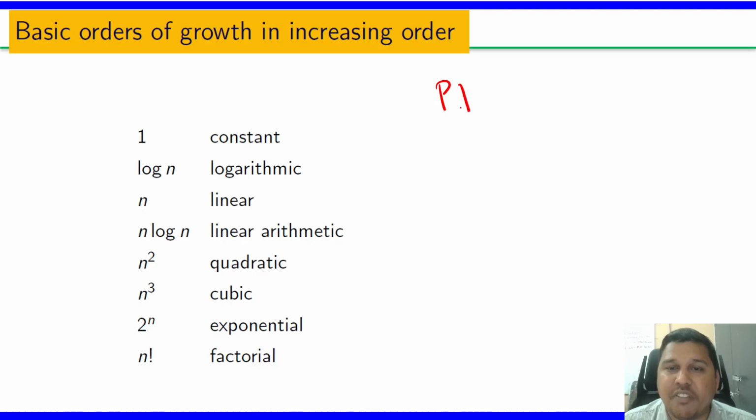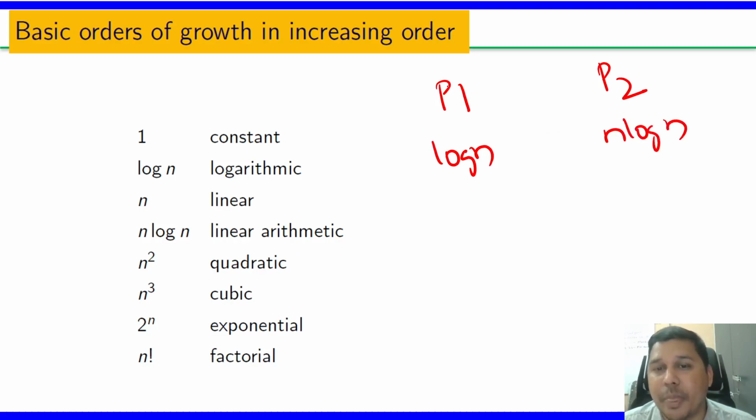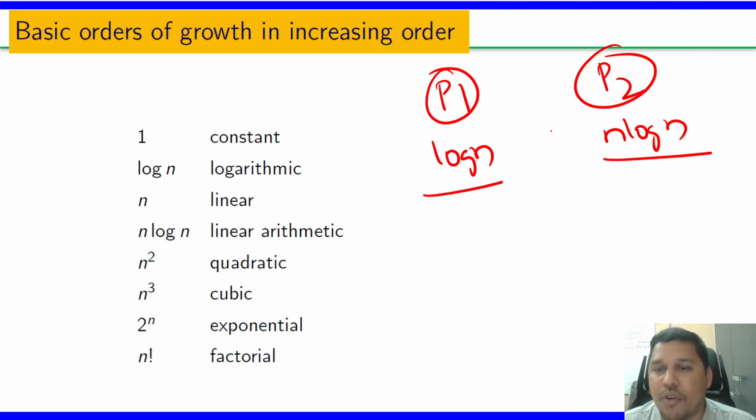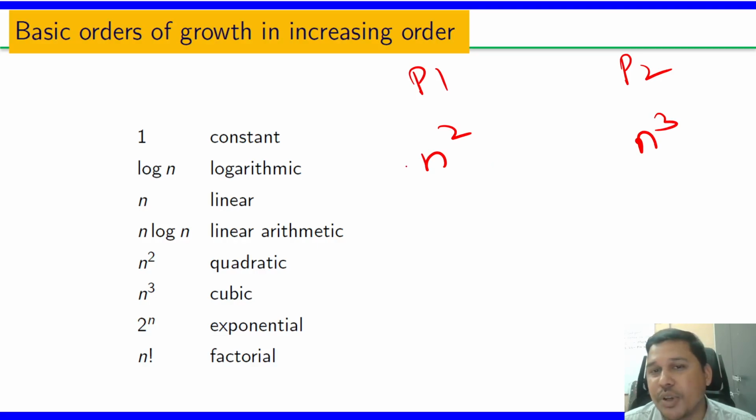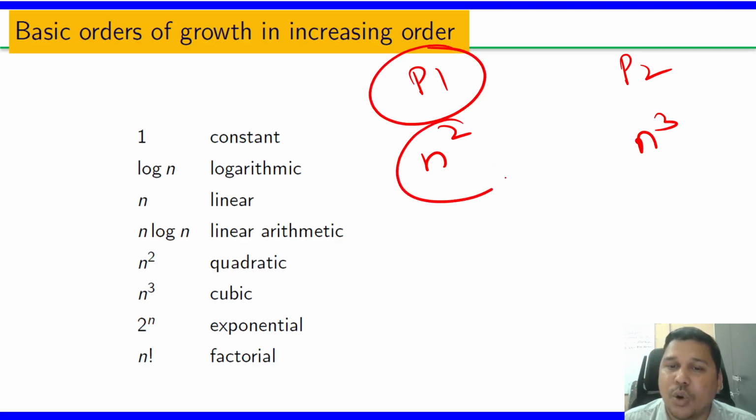Program P1 has log n order of growth. Program P2 has n log n order of growth. Which is the best program, or algorithm, here, P1 or P2? Log n is lesser than n log n. Therefore P1 is best. Suppose for another case, program P1's order of growth is n square, and program P2's order of growth is n cube. Which is best? If someone asks you, P1 is best because it has the lower order of growth.